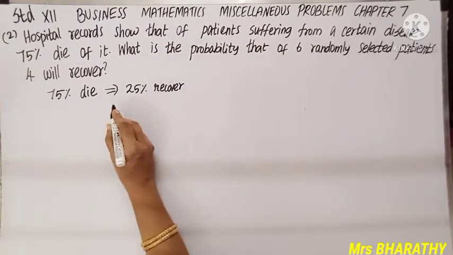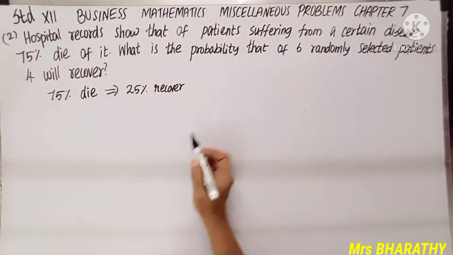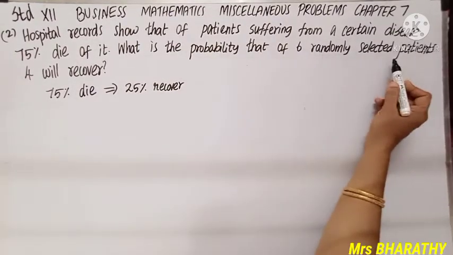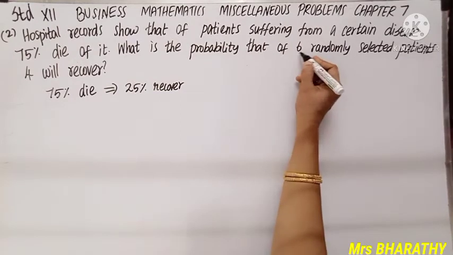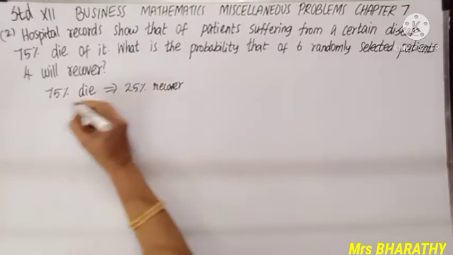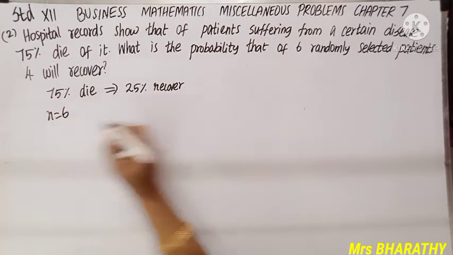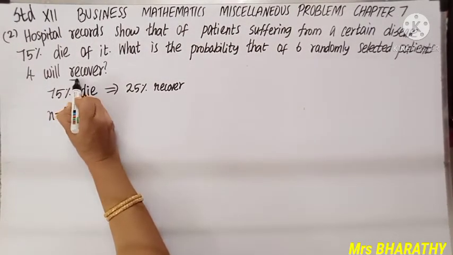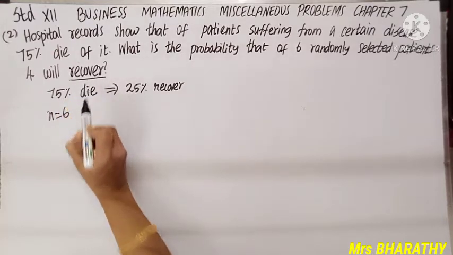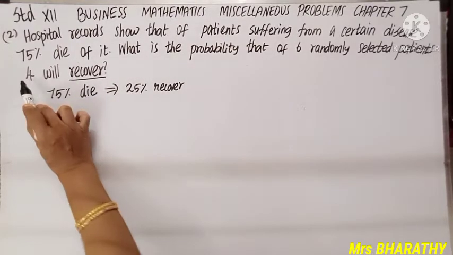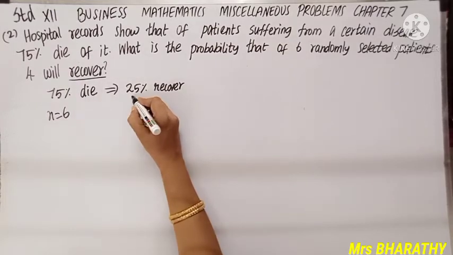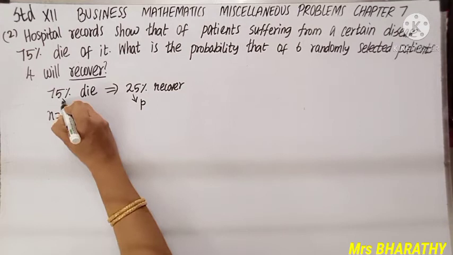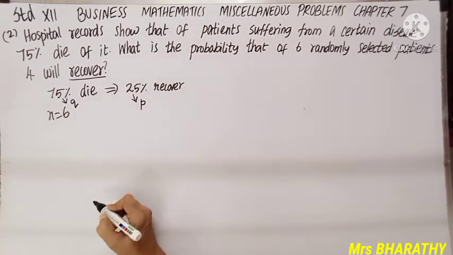75% die tells us 25% recover. What is the probability that of 6 randomly selected patients, 4 will recover? So 6 represents N. N equals 6. The last line tells us about the success rate. So 4 will recover tells me the recover percentage is P, and the remaining I call Q.